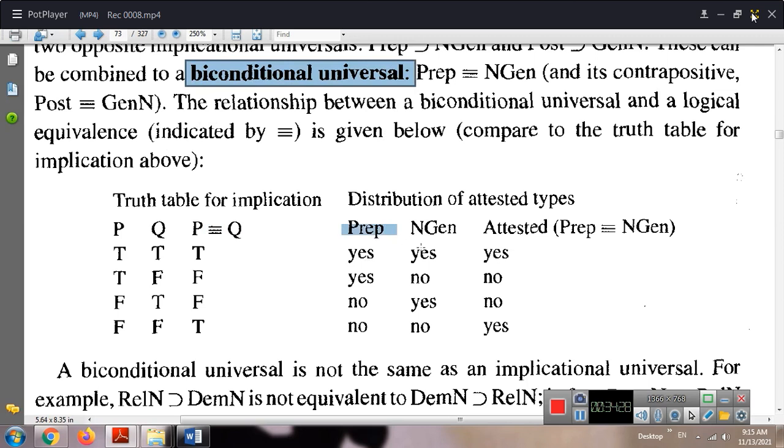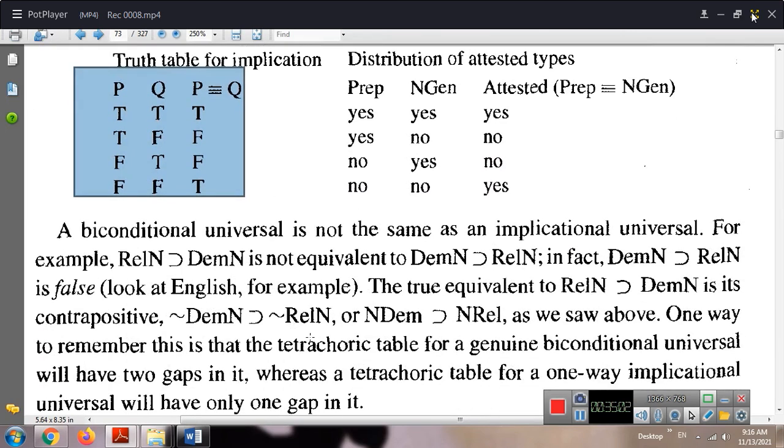If a language has prepositions and it is noun-genitive, we have such a language. If a language has prepositions but it is not noun-genitive, we don't have such a language. If a language does not have prepositions and is noun-genitive, it does not exist. And if a language does not have prepositions and is not noun-genitive, we have such a language. And here we consider the true and false table.